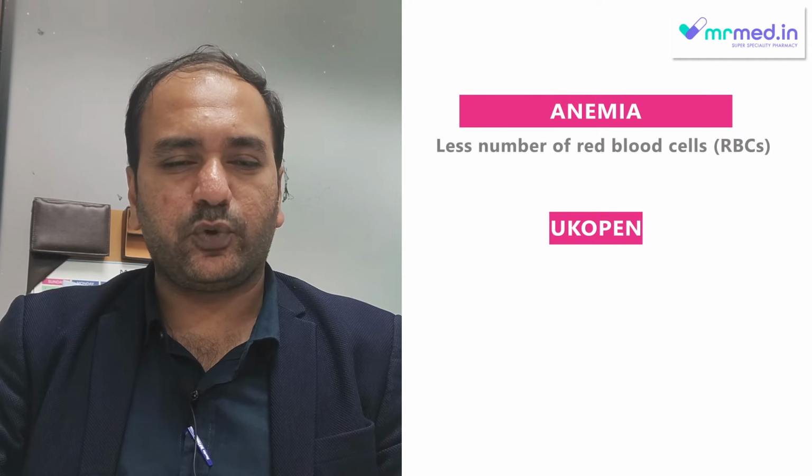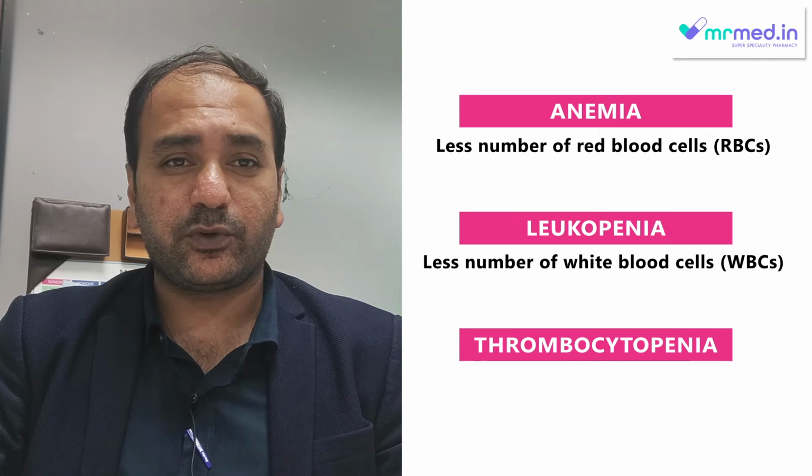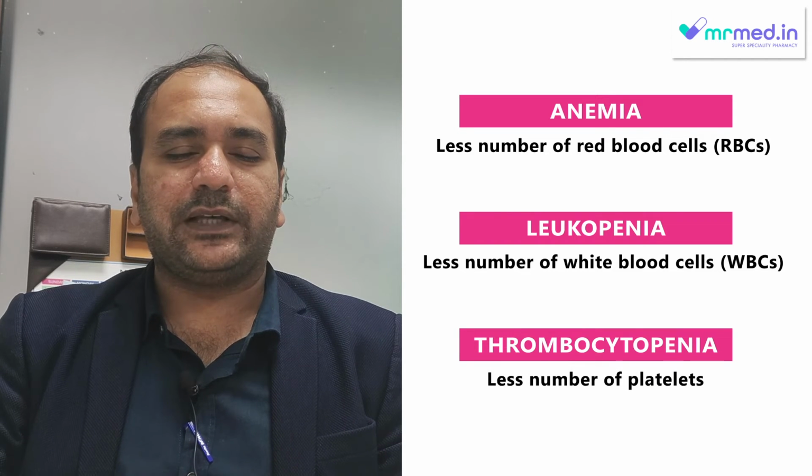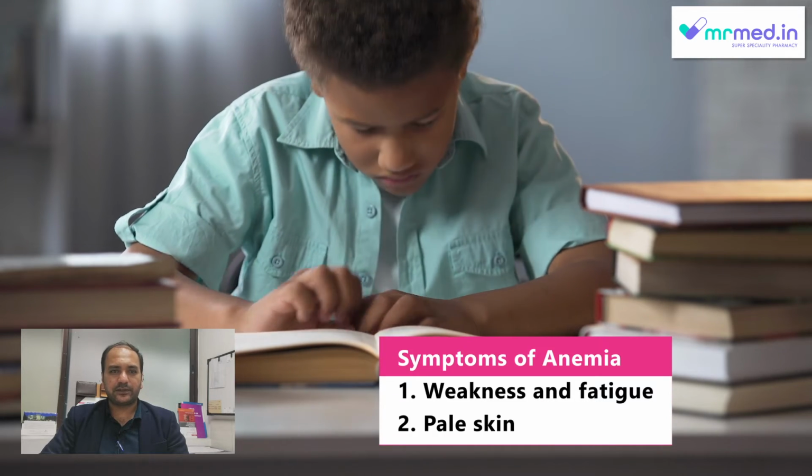So we have something called anemia, leukopenia, which is less number of WBCs, and thrombocytopenia, which is very less number of platelets. With anemia, generally the patient presents with generalized weakness and unusual pallor. In children, the mother usually complains saying that my child has become more fairer and has become more weak. So that is the typical presentation of severe pallor in children.